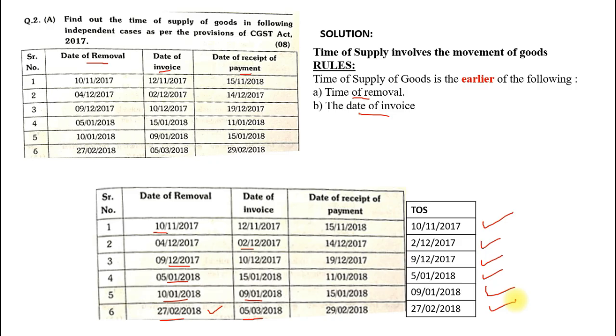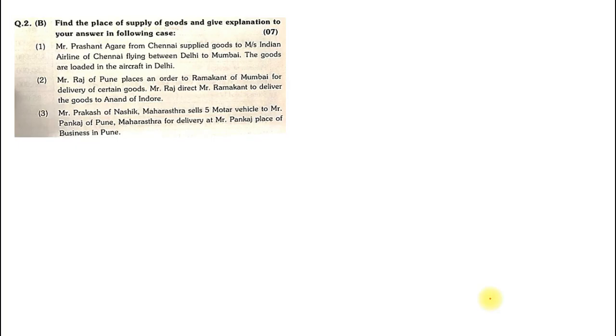Okay, so this was question number 2A from the question paper. Next, question number 2B. Find the place of supply of goods and give explanation to answer in the following cases. Number one, Mr. Prashant Agre from Chennai supplied goods to Messrs. Indian Airlines of Chennai flying between Delhi to Mumbai. The goods are loaded in the aircraft in Delhi.